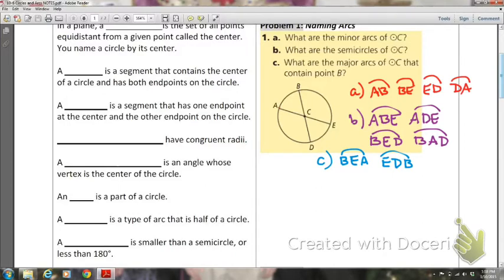If I start with D and go through B and end at E, that's another arc that contains point B. I could have named it DAE and it would have still contained point B, but I put point B in there just to show it is containing it. Let's see, in the last one, if I start at A and go through B and end at D, that's another arc that contains point B.